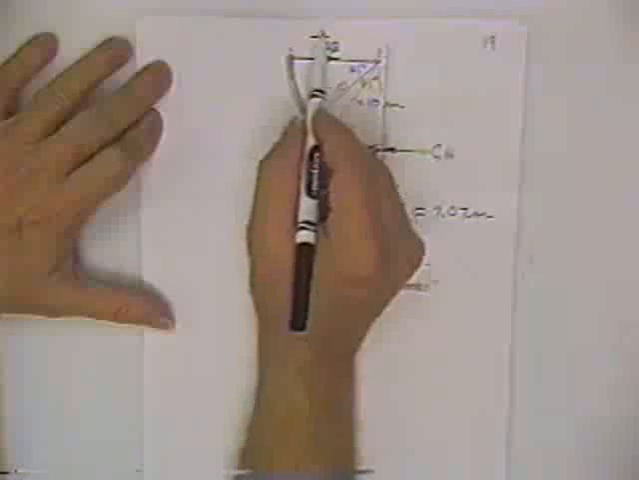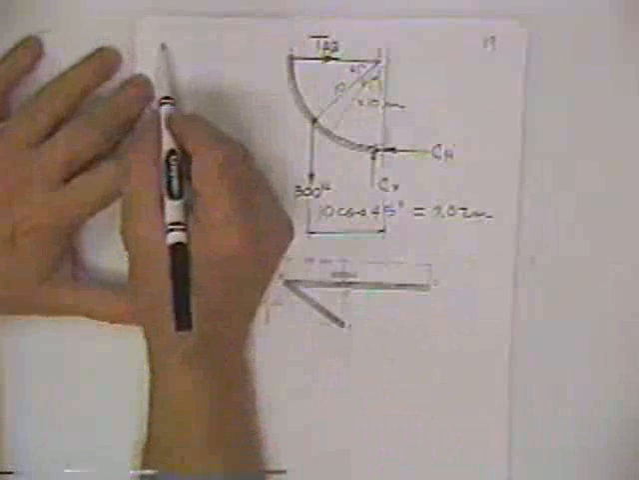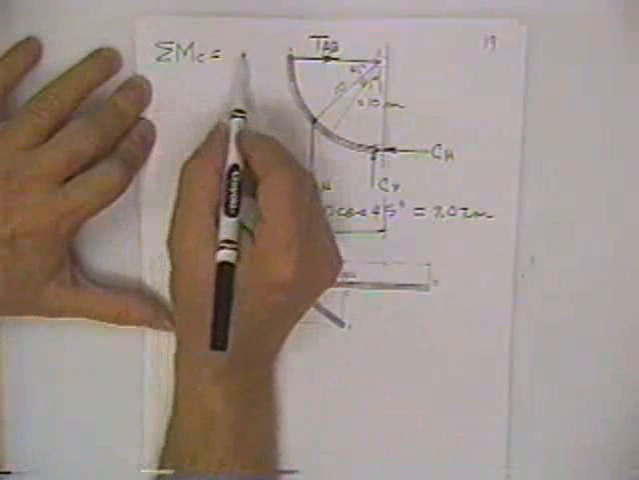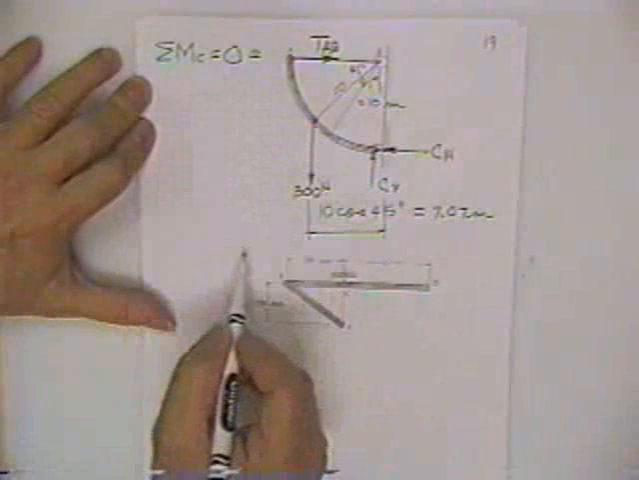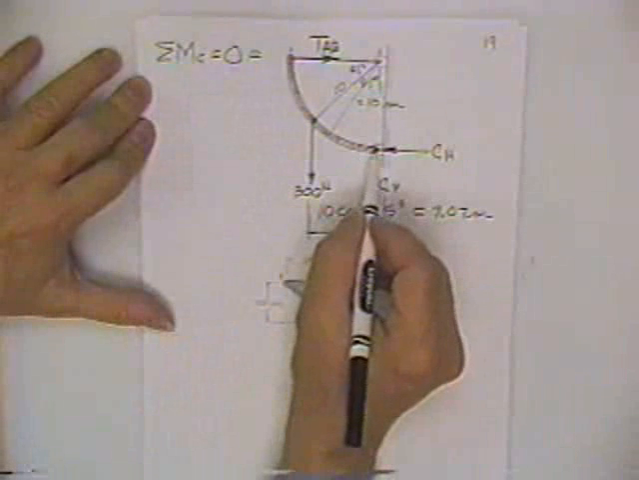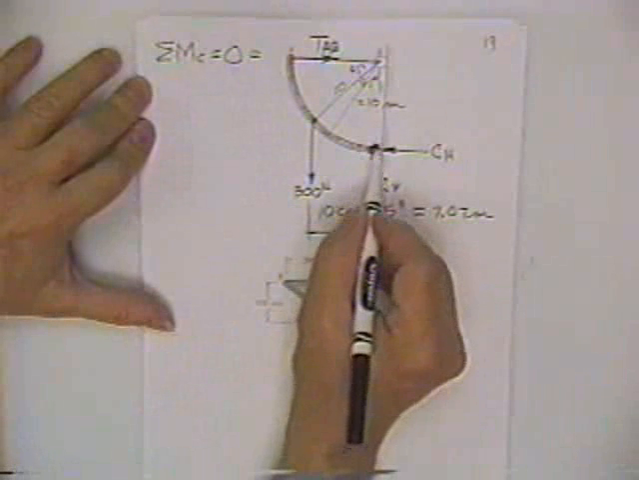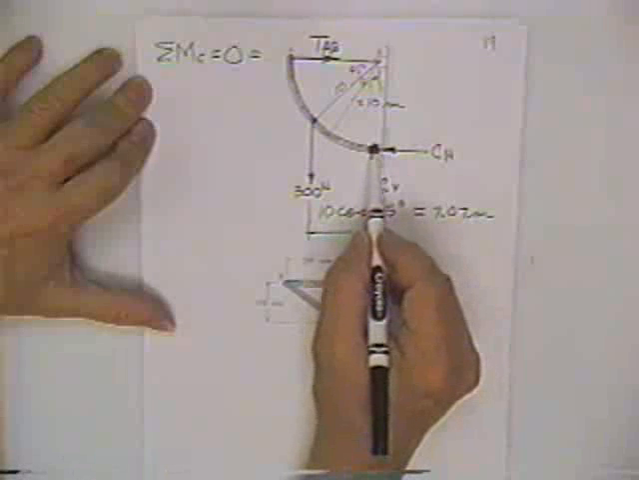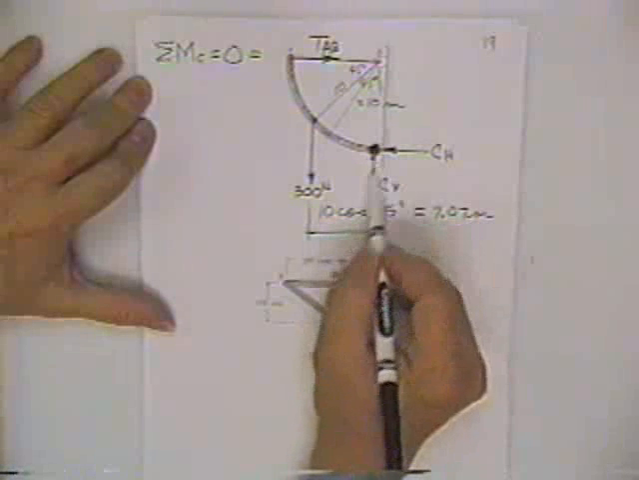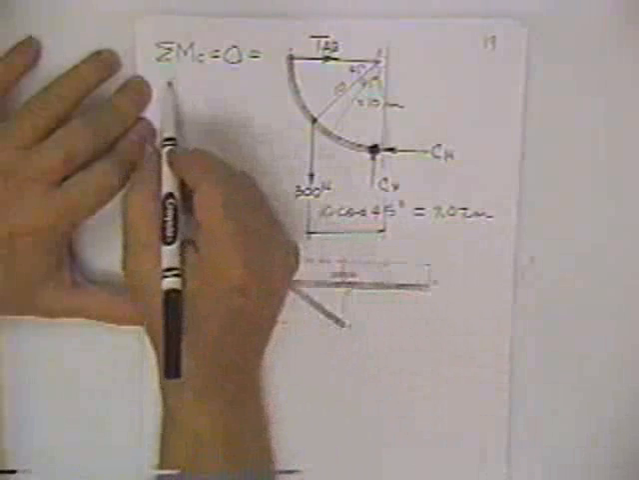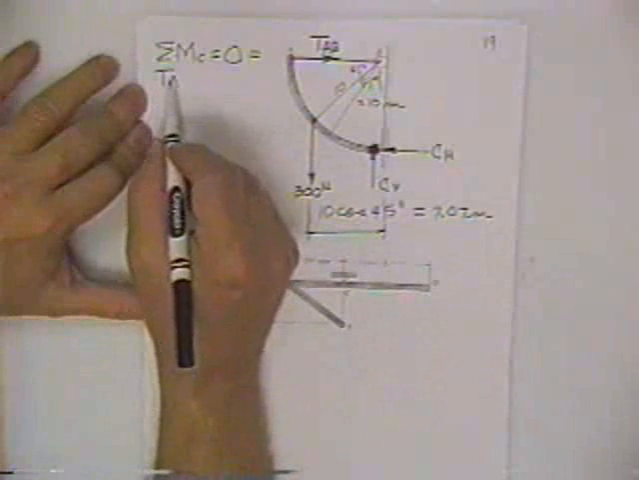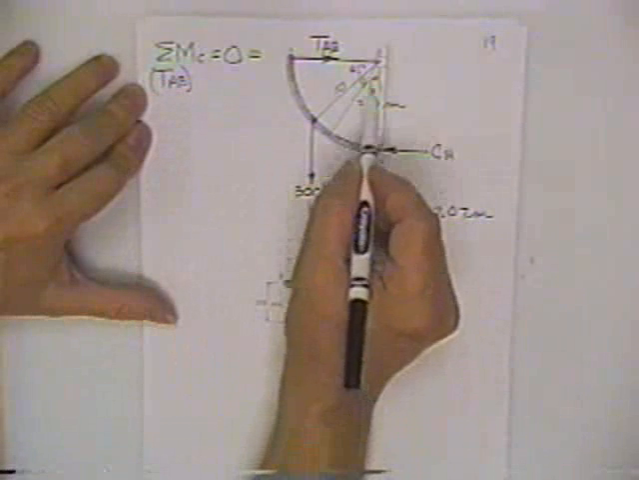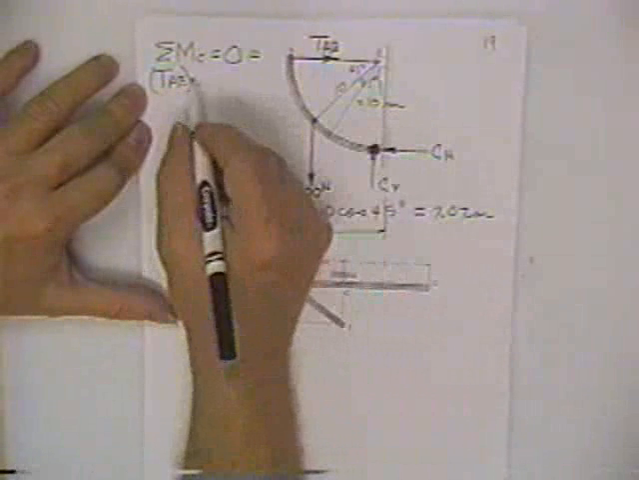Now then, all you got to do to solve for the tension force in the rope is sum moments about point C equals 0. I selected point C to sum moments about because two unknowns come through that point, and that makes it a good place to sum moments about. Those two will drop out. It is equal to the tension force in member AB multiplied times his moment arm. That's a 10 meter moment arm.